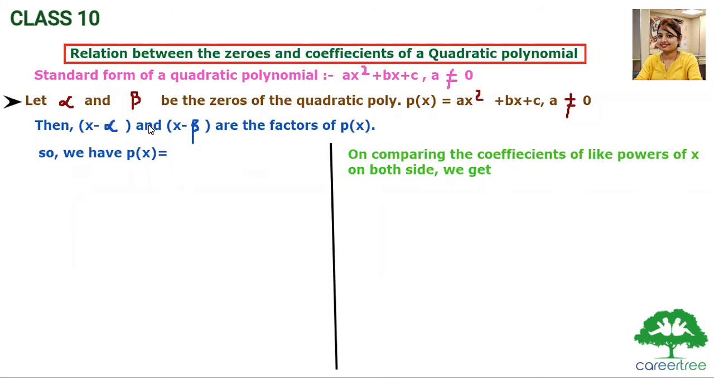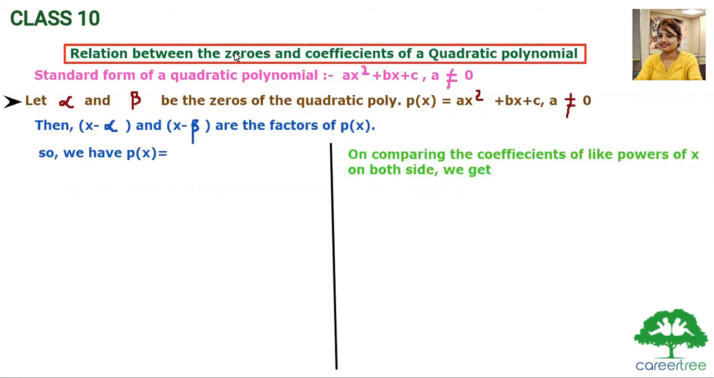So today I am going to discuss the topic relation between the zeros and the coefficient of a quadratic polynomial. Before I begin this topic, we should know about the standard form of a quadratic equation, which is ax squared plus bx plus c, where a is the coefficient of x squared, b is the coefficient of x, and c will be the constant term. And one more condition is there, a should not be equal to 0.